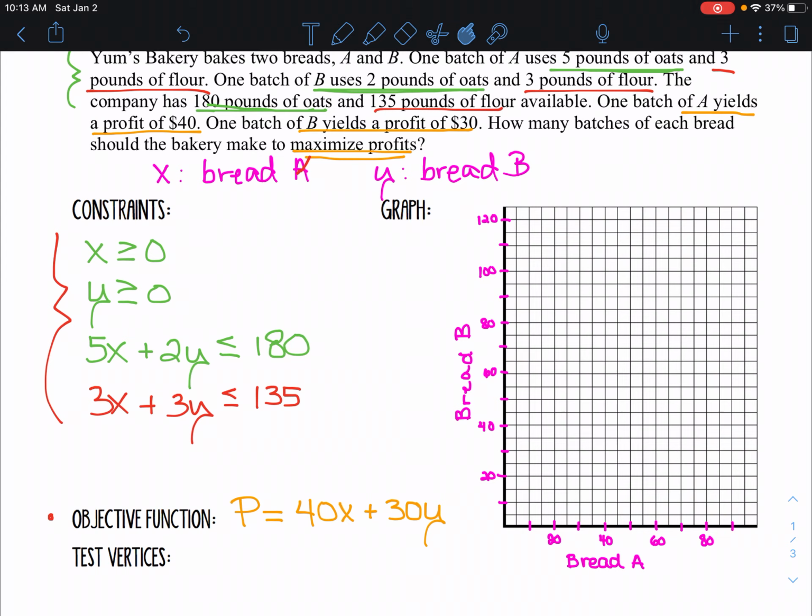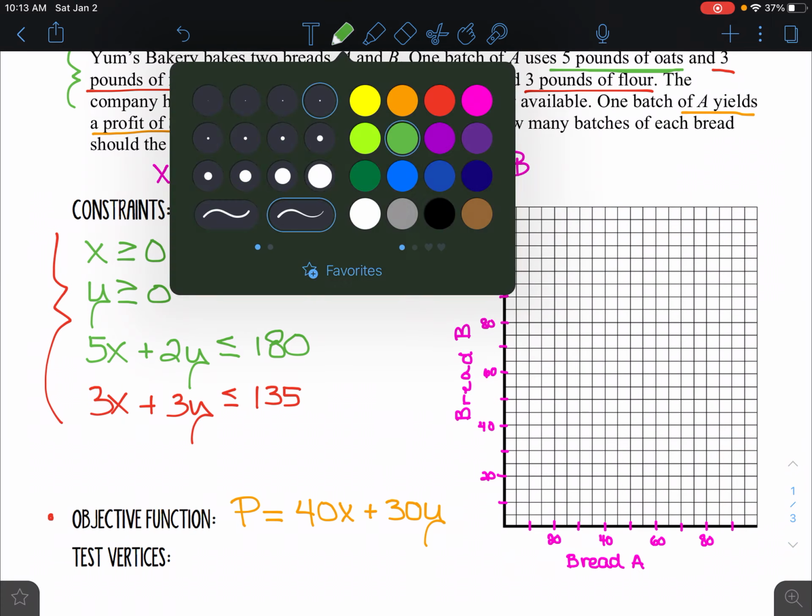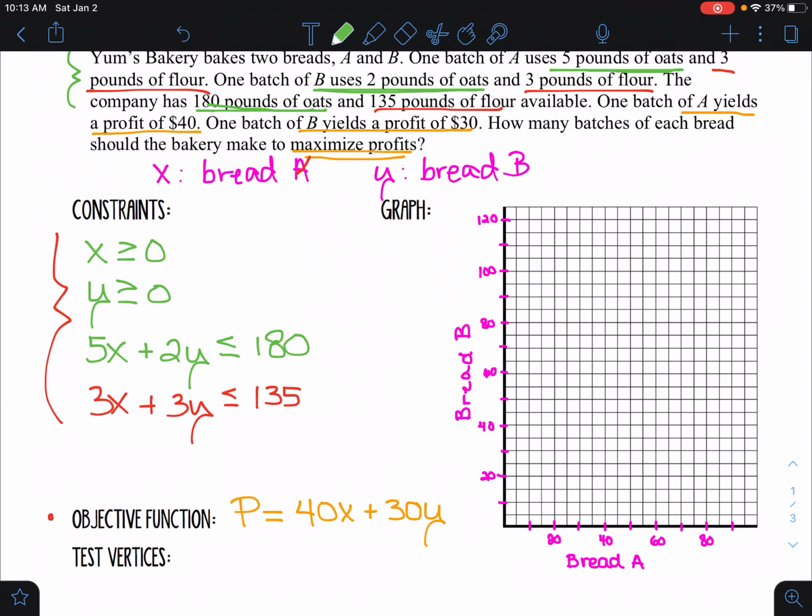Now you can see here I labeled our graph. In order to do that, I did the cover-up method to figure out how far I needed to go out for x and y. And in this case, I decided I needed to count by fives to get big enough to get all the stuff I needed on the graph. So really what I want to do is start with the 5x plus 2y is less than or equal to 180 inequality. So I'm going to stick with green to graph that.